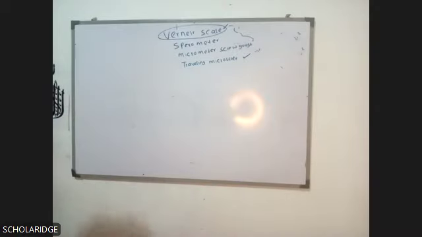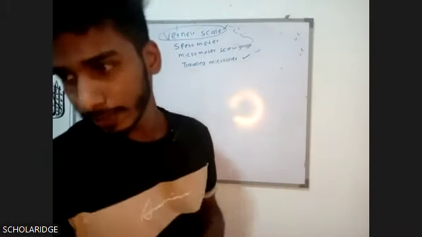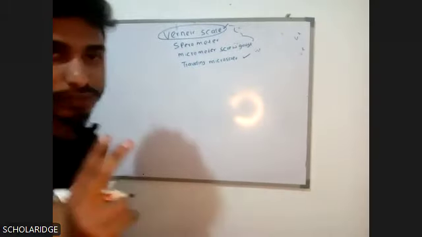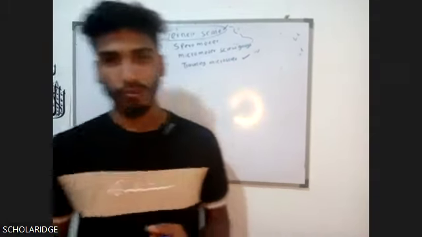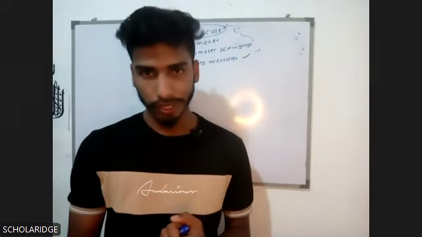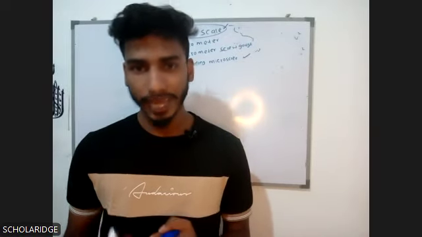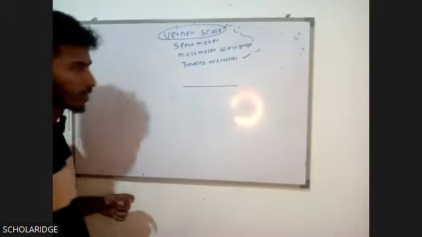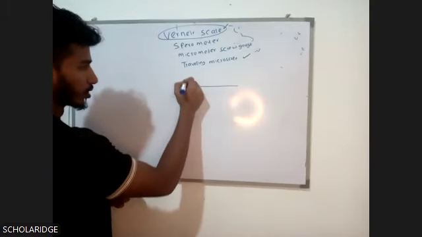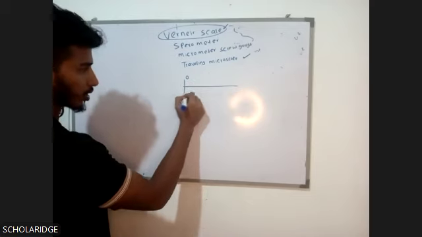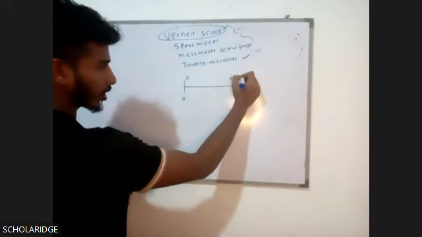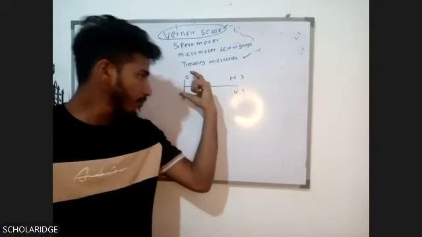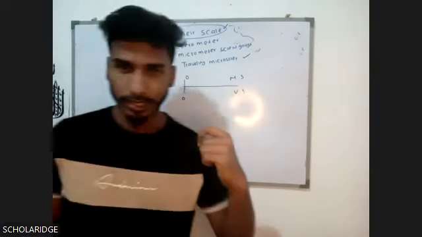Right. So now we get to the next part: we'll have two types of zero errors. One is the positive zero error, and the other one is the negative zero error. Now you should understand that the zero marks on the main scale and the vernier scale should coincide with each other every time.